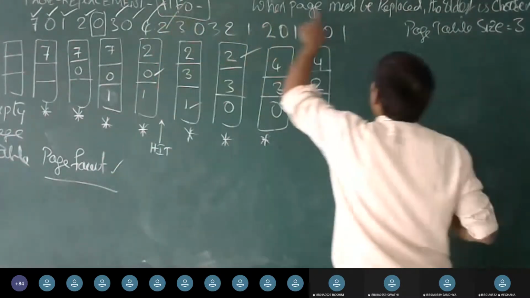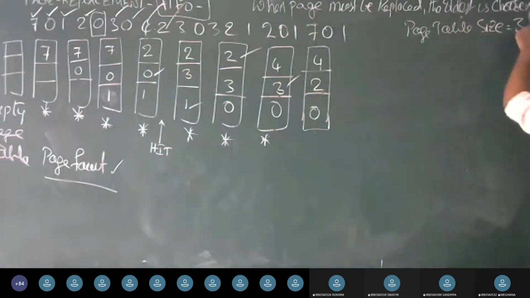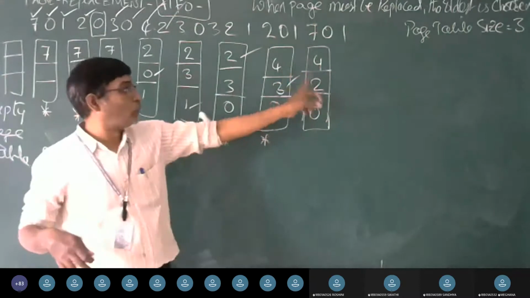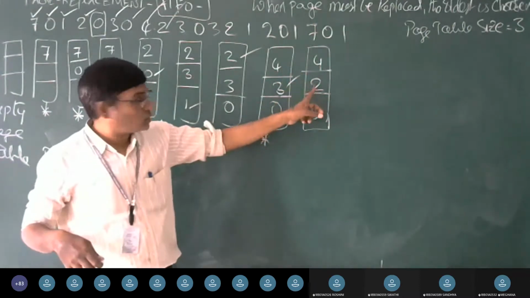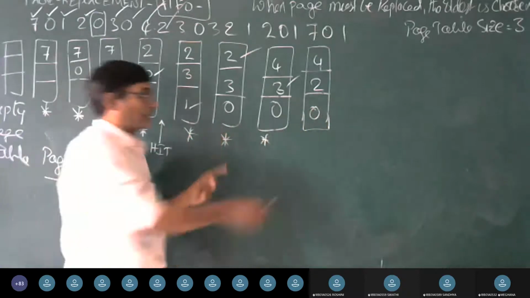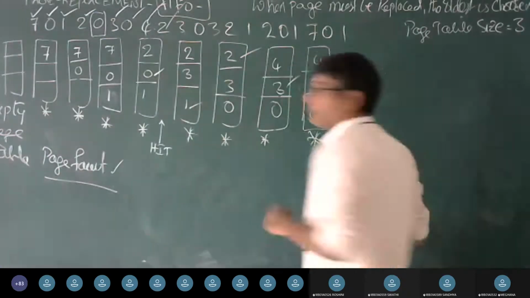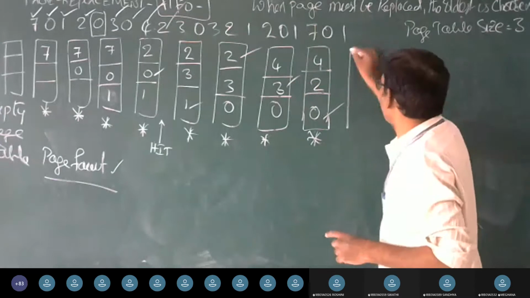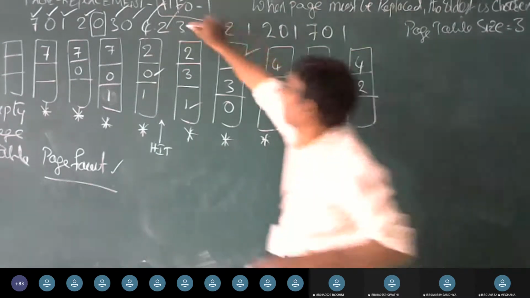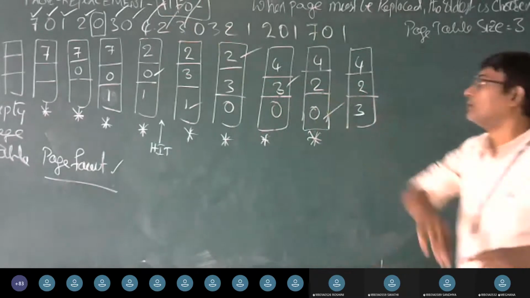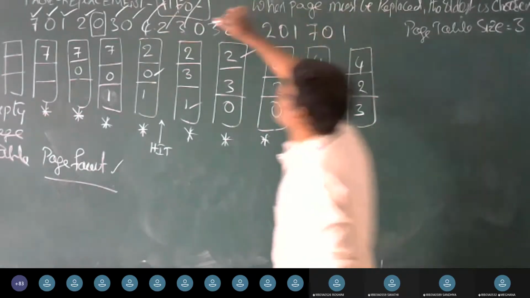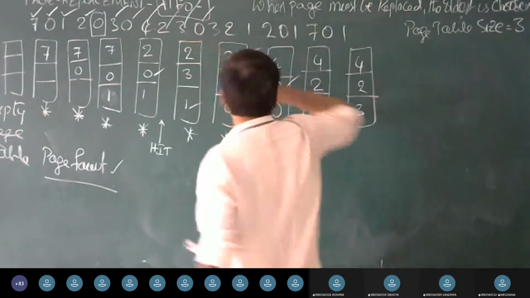First come, first serve. When a page must be replaced, the oldest is going to be chosen. Which is the oldest? 4 is going to have 2 occurrences. 2 is going to have just 1 occurrence. 0 is going to have 3 occurrences. So obviously, I can replace 0 here. So 4, 2. Now I'm going to insert the third item there. Once this is done, next we are going to check for 0.